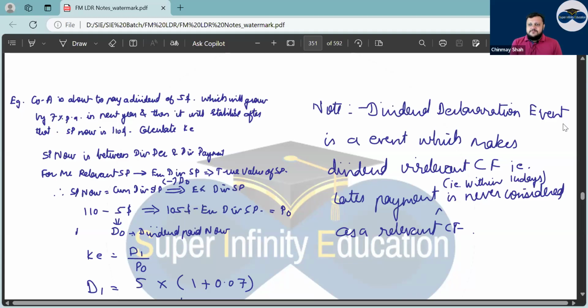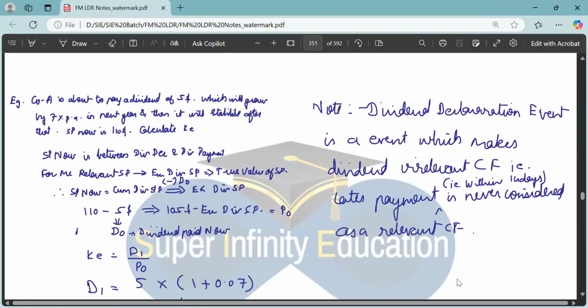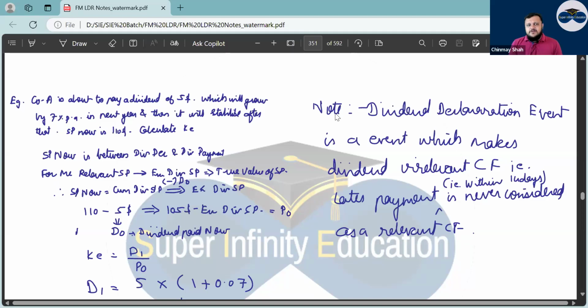So see how things work out. What do you say? Say it. Cum dividend. Cum dividend. So you have to reduce what? Tell me. The dividend part, right? Share price now. Share price now is between dividend declared and dividend payment. So after dividend declared and before dividend payment, if the question is in that time frame, then your share price will be what? Cum dividend. But instead of writing share price now, if I had written ex dividend share price is 110, then would you deduct the dividend again? Tell me.